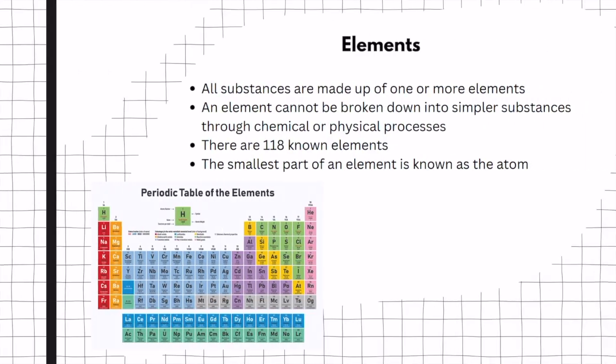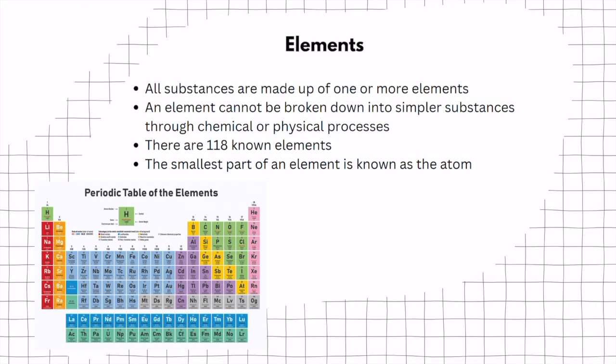So first, let's talk about elements. All substances are made up of one or more elements, and an element cannot be broken down into simpler substances through chemical or physical processes. There are 108 known elements, as we can see here on the periodic table, and the smallest part of an element is known as the atom.